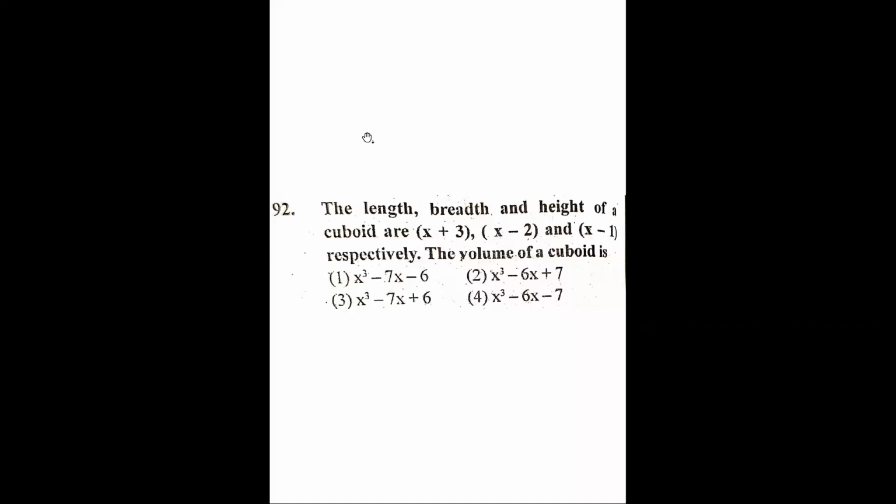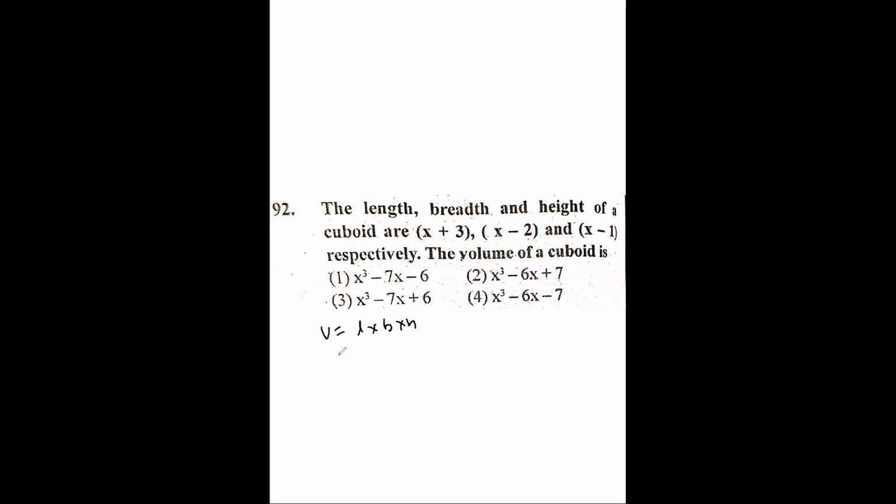The next question is the length, breadth, and height of a cuboid are x plus 3, x minus 2, and x minus 1 respectively. Now find the volume of the cuboid. So we need to use the formula for volume of the cuboid, and we all know volume is equal to L B into H.